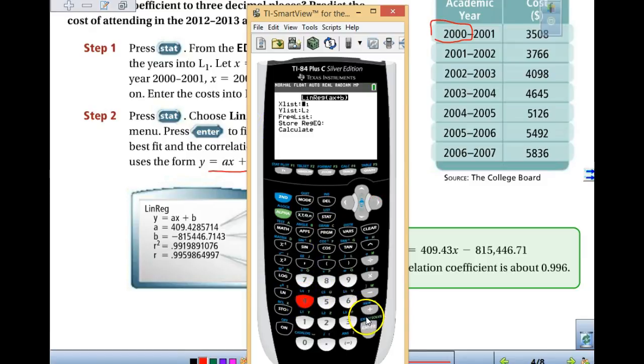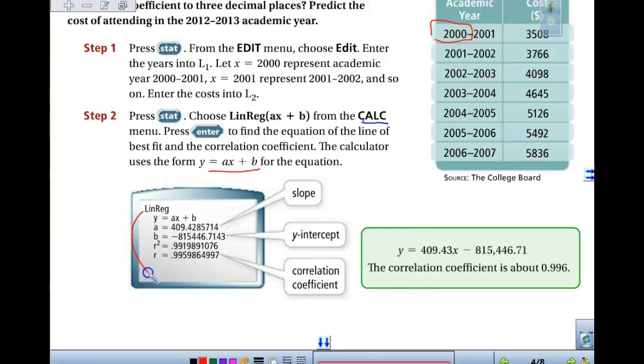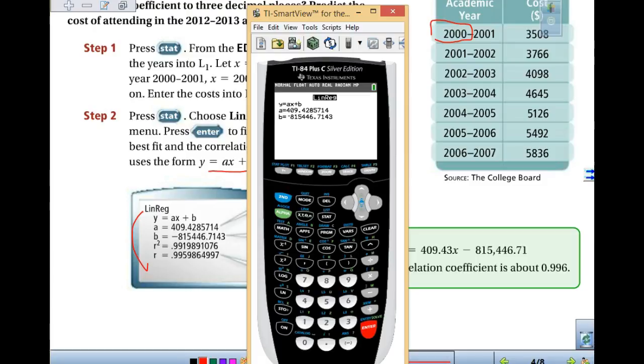How do you do that? Then, mine is a little different than yours. You need to hit enter twice. Hit enter the first time, and then the second time you should get something that looks very much like this. Okay? Did you hit enter twice? So, this is telling us my slope is what?